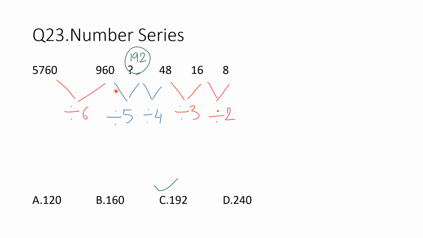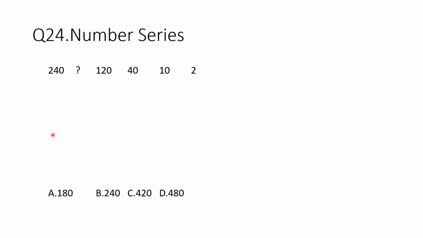And yes, 960 divided by 5 is 192. 192 divided by 4 is 48. So this is the logic behind this series. So 192, yes, we see that as the answer. So that is how we solve it. Let's move on to the next question now. Hope things are getting clearer to you. Yes, let's see this one.